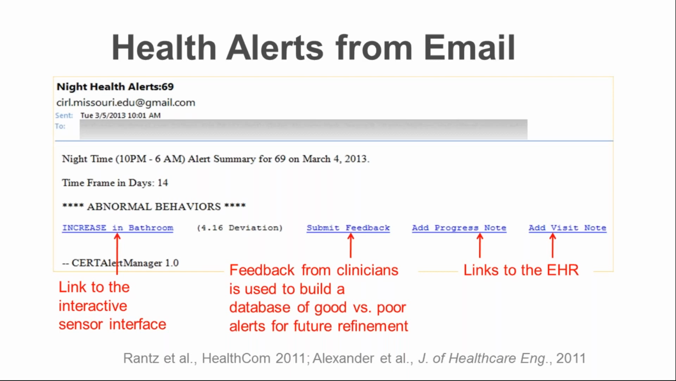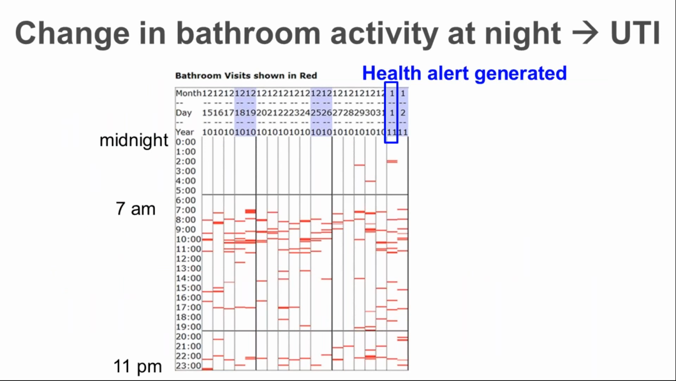One of those alerts is called an increase in bathroom activity. And this is a link to the interactive sensor interface that provides data about bathroom activity. Once an individual clicks on that link, they can go into a submit feedback form and provide feedback about the data, whether they believe that's a true alert, whether there are issues, and how to address that alert. Then add progress note or add visit note are also links to an EHR. We have begun to build an EHR with this work, but that's not been our central focus. Our central focus has primarily been to get the sensors up and operating.